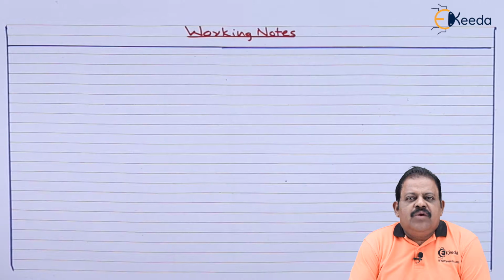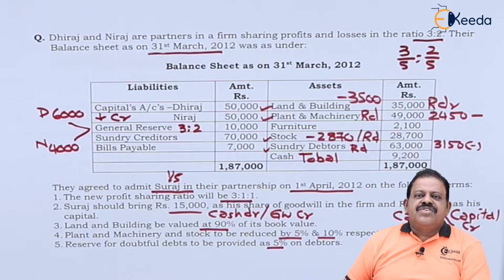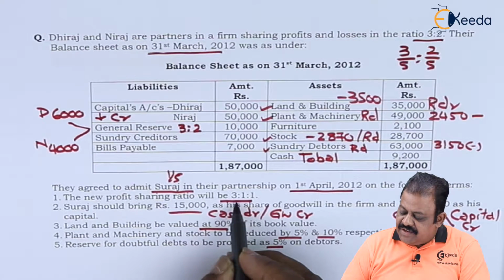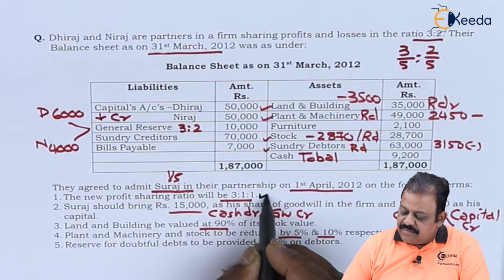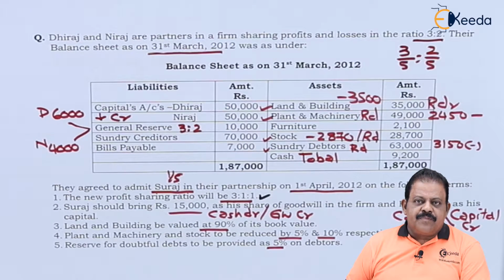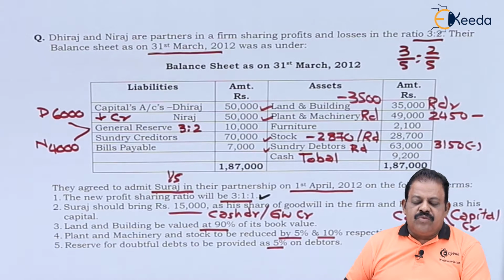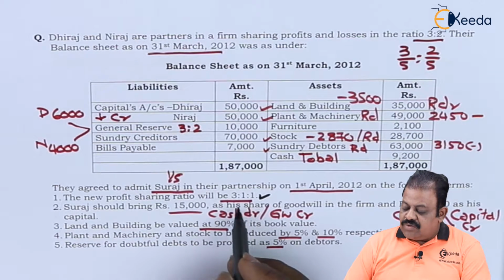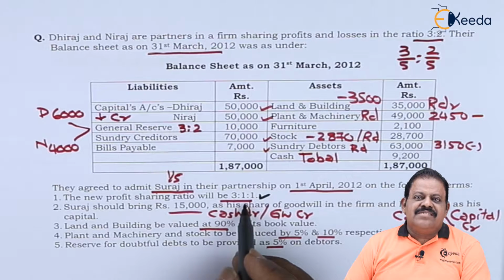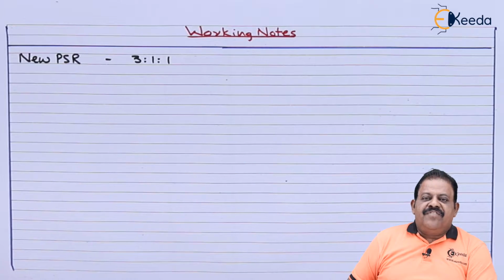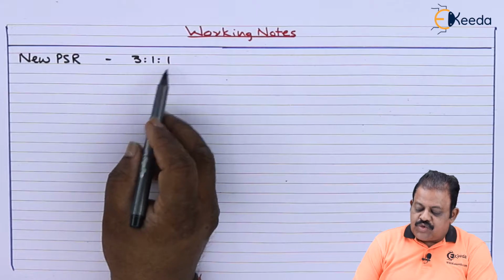Let us do the working note first to find out the new profit sharing ratio, and based on that, the new capitals of old partners. In this question, the new ratio they have given here is 3:1:1. It is clearly given. So we are not required to calculate the new profit sharing ratio, but we can find out new capitals based on this ratio.